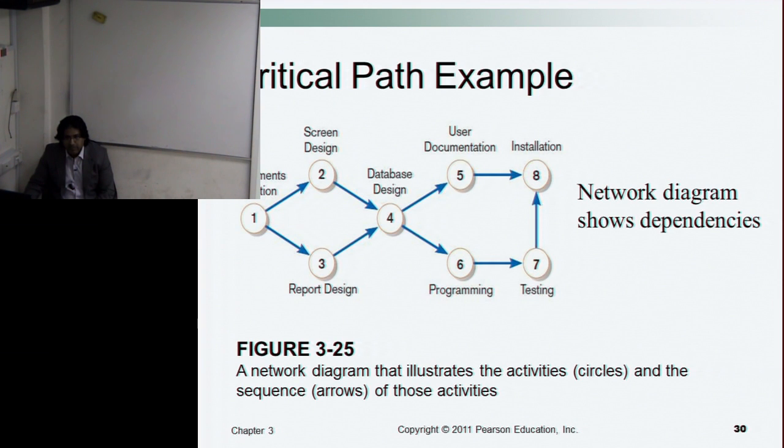To determine critical path, we need to have certain calculations, and those calculations are based on our earliest possible completion times and latest possible completion times. The amount of time in which an activity can be completed in an earliest possible time or the maximum possible time, right?